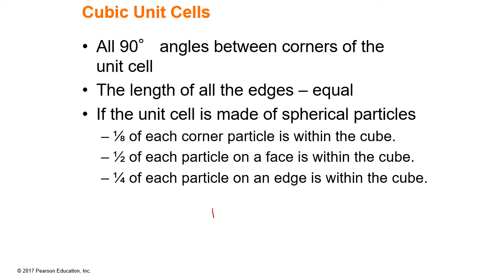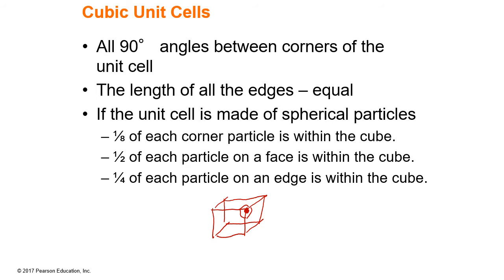When we're looking at cubic unit cells, we're thinking about our molecules and how they exist within a cube. And so cubes have equal lengths on each of their sides, and all of our angles are 90 degrees. If that particle exists at the corner of the cube, that means that 1/8 of that atom is occupying inside that unit cell.